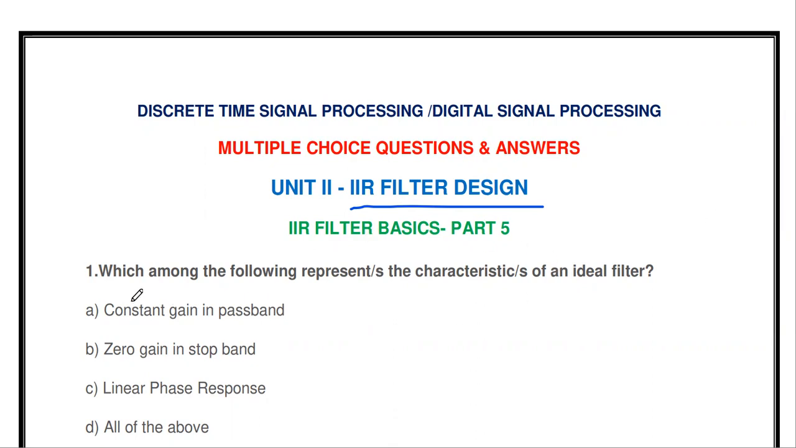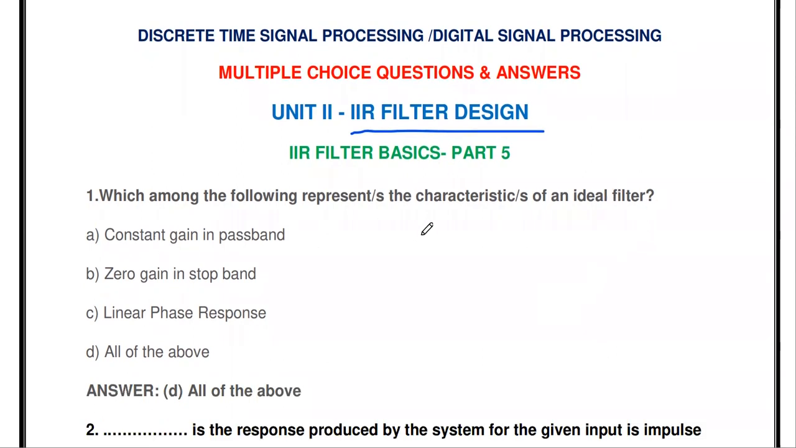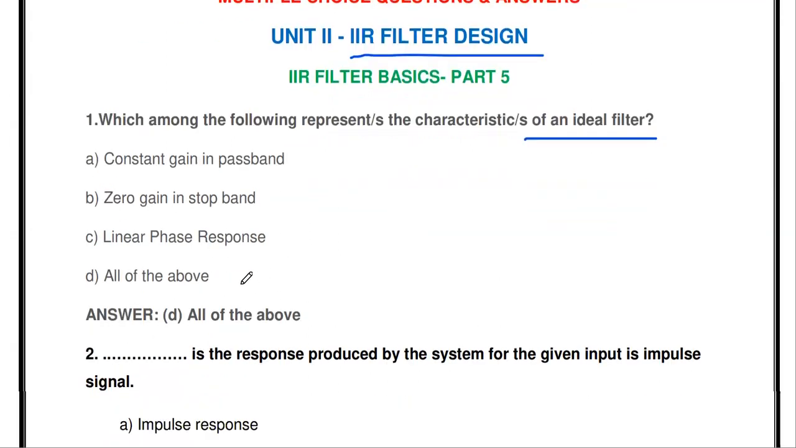Okay. The first one: which among the following represents the characteristics of an ideal filter? The constant gain in pass band, zero gain in stop band, linear phase response, all of the above. All of the above is the answer. So an ideal filter should have constant gain in the pass band. In the stop band, it should have zero gain. And it should produce a linear phase response. These are all the characteristics of the ideal filter.